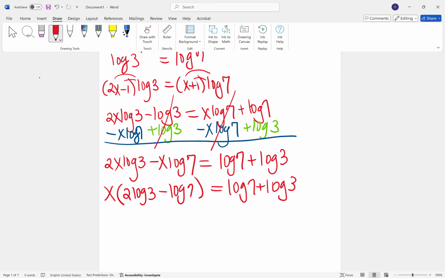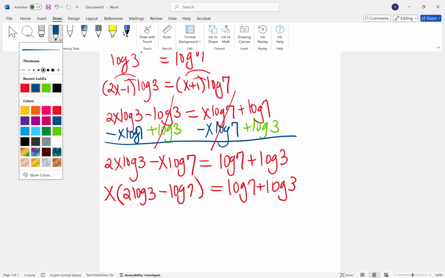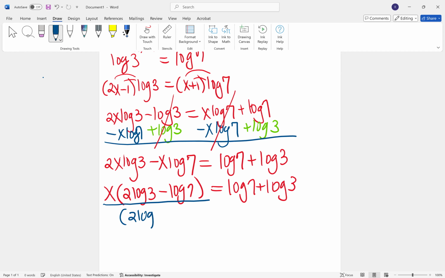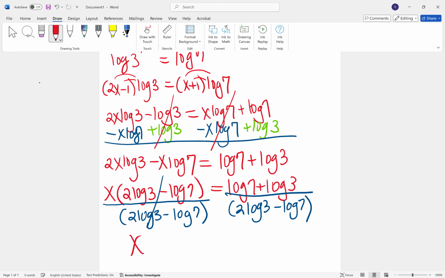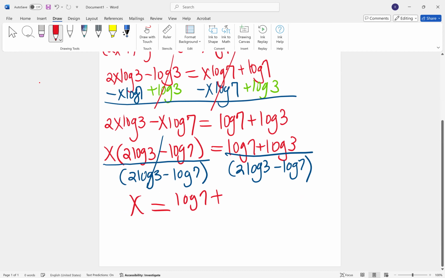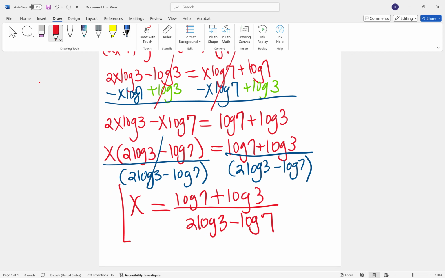Now, in order to get the x by itself, I can divide by the 2 times the log of 3 minus the log of 7. So my answer is going to be x is equal to the log of 7 plus the log of 3 divided by 2 times the log of 3 minus the log of 7. And that would be my exact answer.